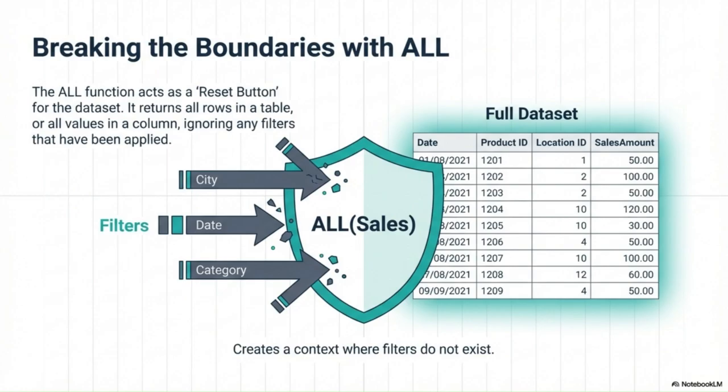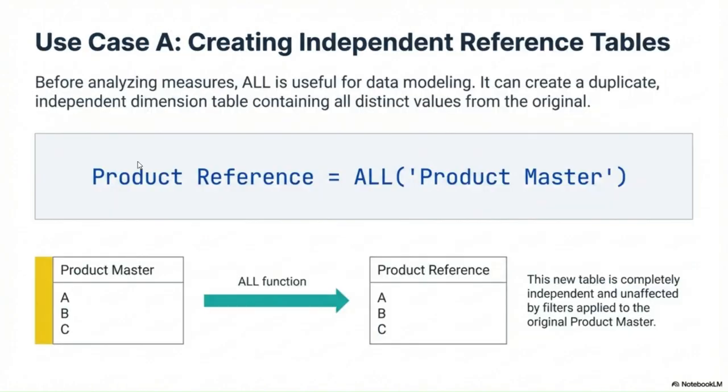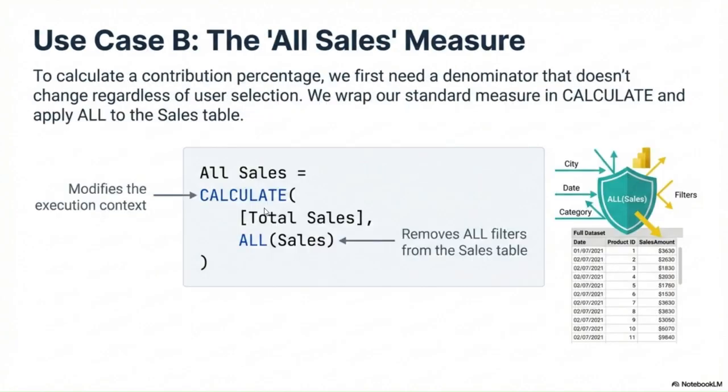The ALL function helps us break free from filters. ALL removes filters from columns, tables, or entire datasets. It creates a clean, unfiltered view of the data, ignoring slicers and visuals. One powerful use of ALL is creating independent reference tables. For example, a product reference, where we'll use this formula equal to ALL of the product master. This creates a table that is unaffected by slicers, always shows complete values, and is useful for benchmarks and comparisons.